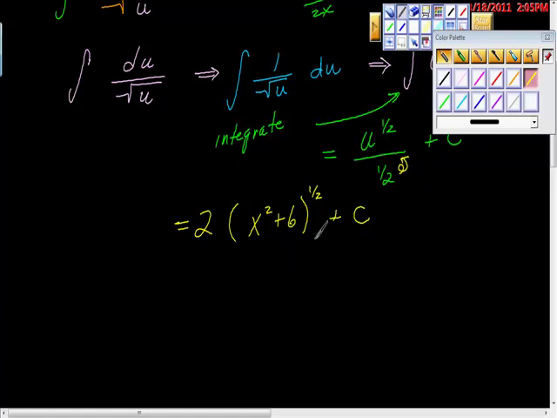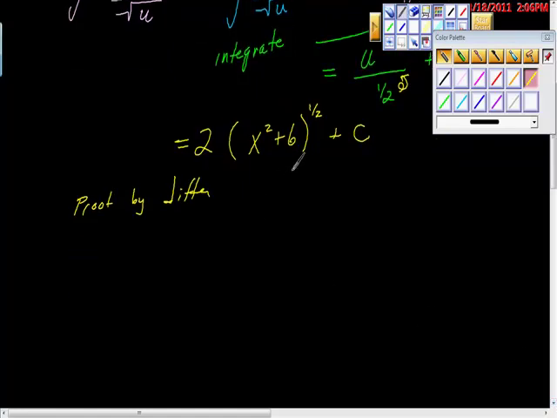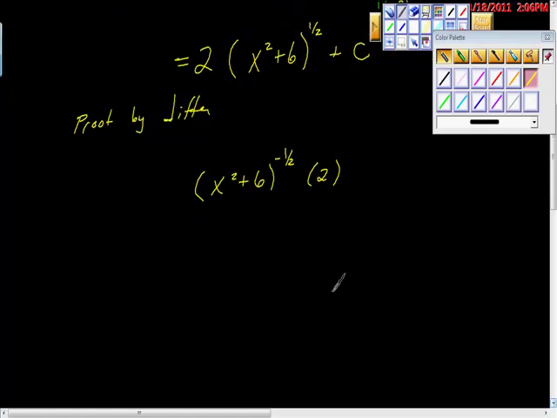Yeah. How could we prove this out quickly? Proof by differentiation, couldn't we? Could differentiate this, couldn't we? And what that would be, this times this, wouldn't it? Which would be 1/2 times x squared plus 6 to the, yeah, because we're going to decrement this by 1, so it would be to the negative 1/2, right? Times the derivative of the inside. The derivative of the inside is 2x. So times 2x. Does that get us back to where we started? And it does. So we get 2x over the square root of x squared plus 6.